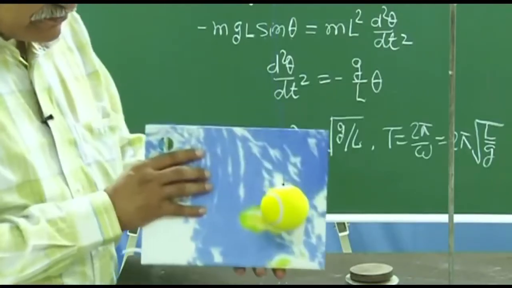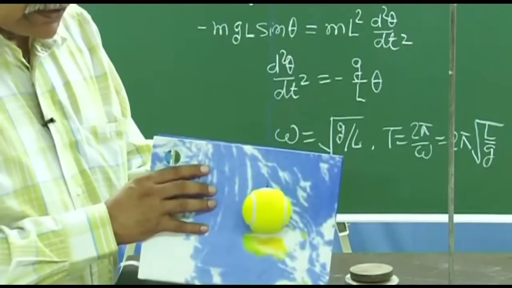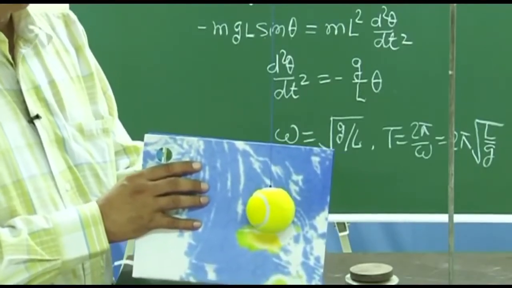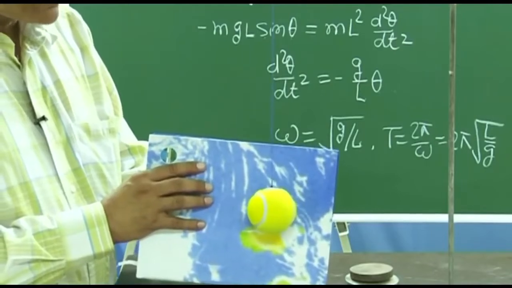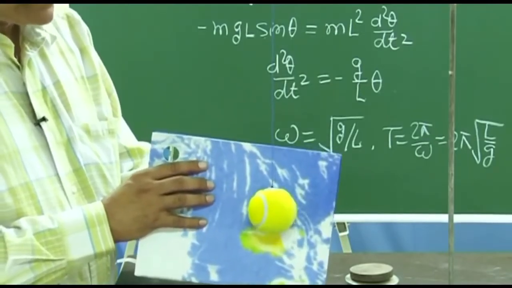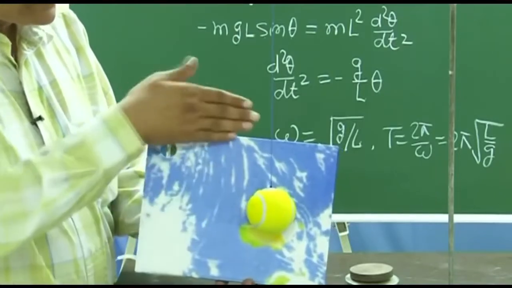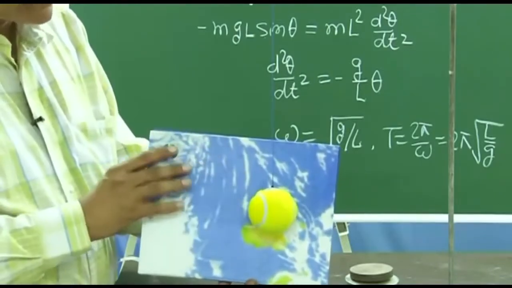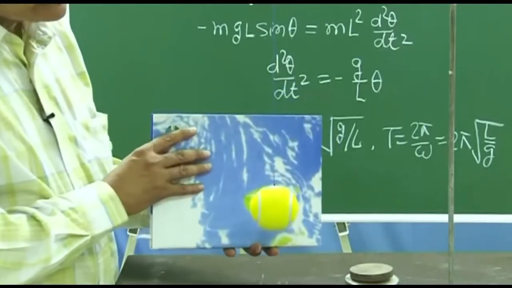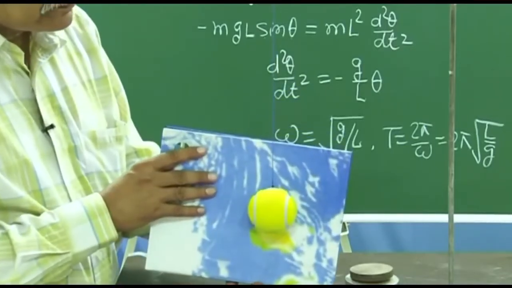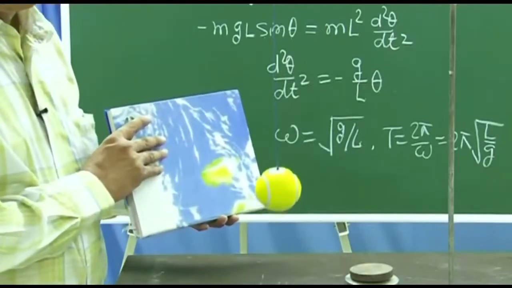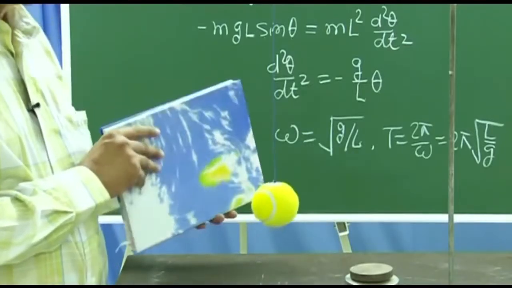So the idea is that when we release it, it should have V equal to 0, theta equal to the amplitude, and then it should start with V equal to 0. For that you don't have to apply any force on this, so gently remove this so that the contact is broken. And it goes in a much smoother path.